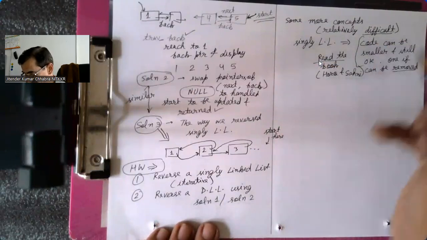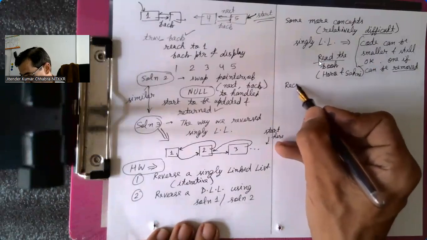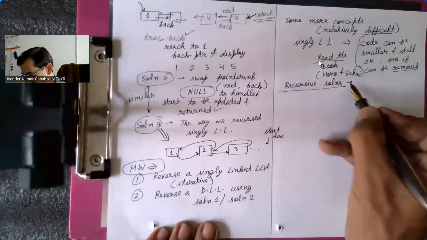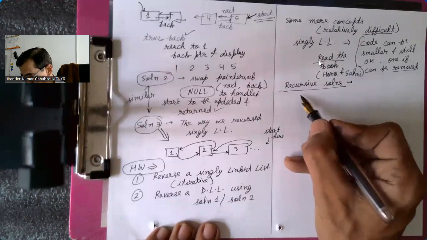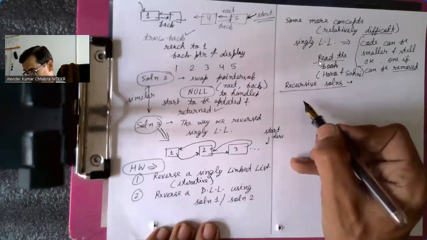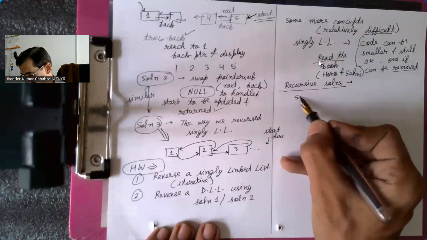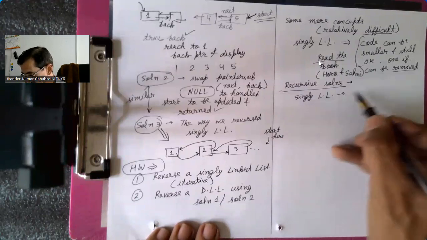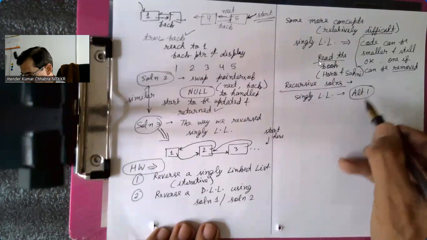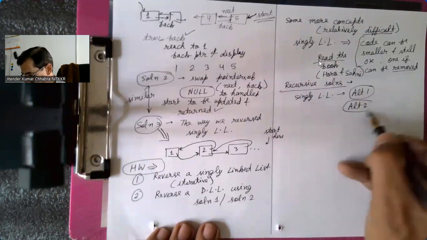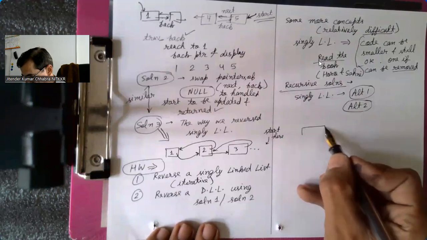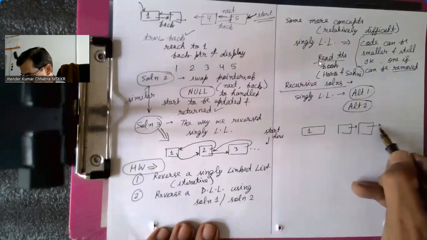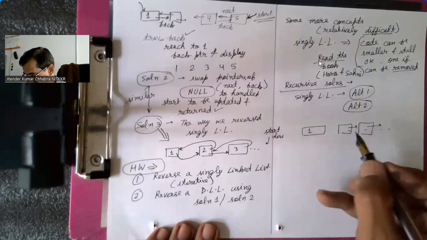The difficult concept which I'm going to do is recursive solutions. I say reversal of all the solutions which we have discussed can be recursive also. For example, singly linked list reversal. First, let's see how to do that recursively. This will have two alternates, alternate 1 and alternate 2. Alternate 1 means I have, let's say, this node, the rest of the list is like this, and so on.